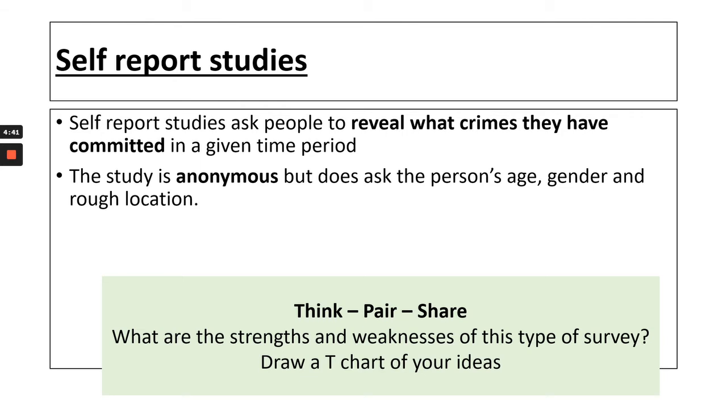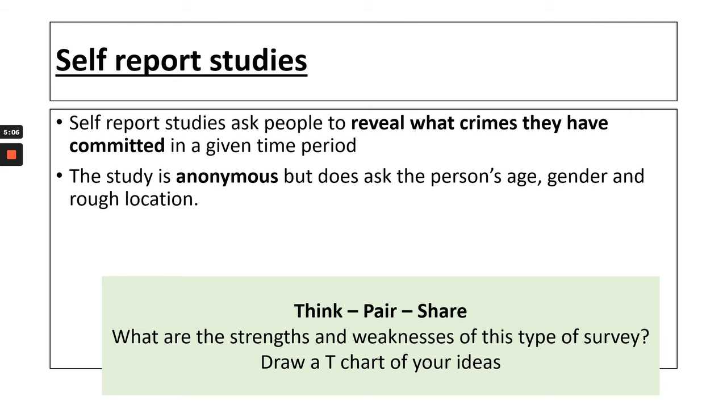In terms of problems, though, we can say even if it is anonymous, some people are going to be inherently suspicious, and they're probably still going to lie to some extent. They might tell the truth about perhaps minor crimes like not wearing the seatbelt or minor crimes like shoplifting. But if it was a serious crime such as murder, rape, they're probably going to still lie about those because they are such serious crimes.